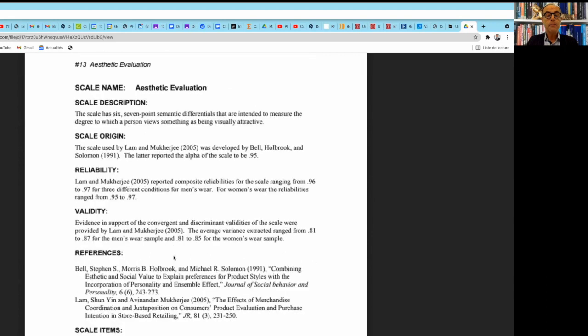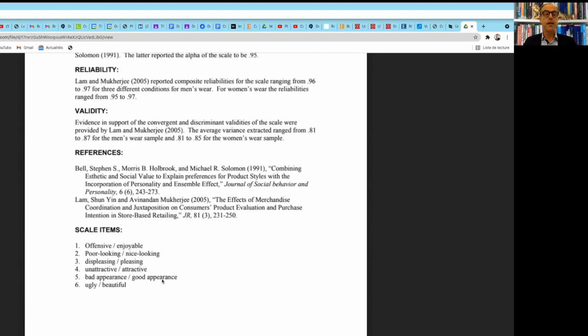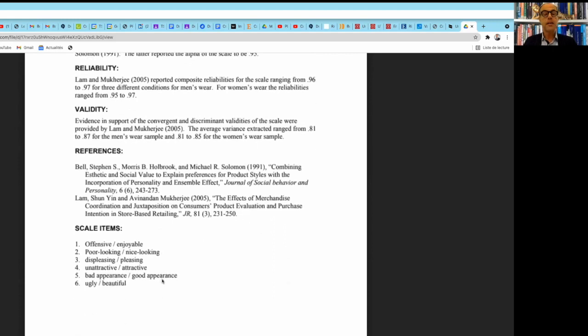There's another one. You can see here again, it comes from Journal of Retailing, so A journals. This is also what I recommend: always choose, if you can, the best scales, that is scales coming from A+ and A journals. So here we have some items that characterize aesthetics. So for example, this chatbot looks offensive, enjoyable. Poor looking, nice looking. Displeasing, pleasing.